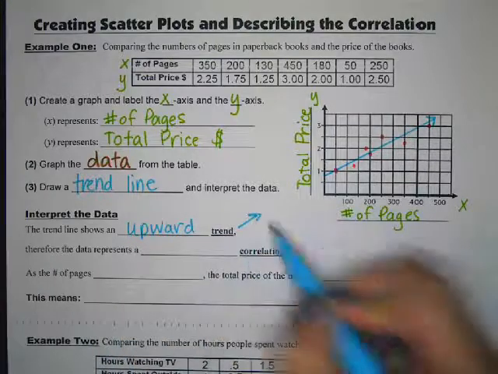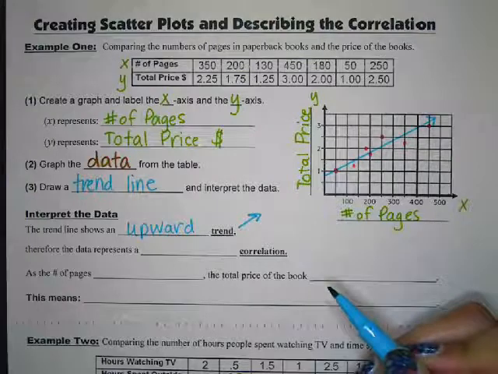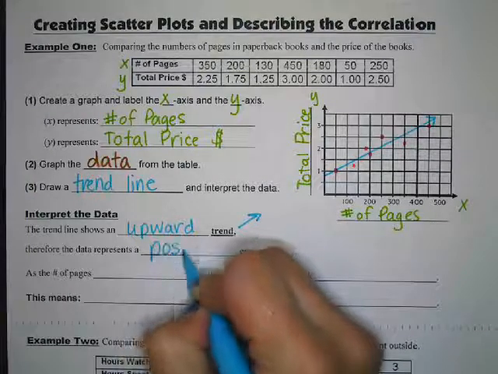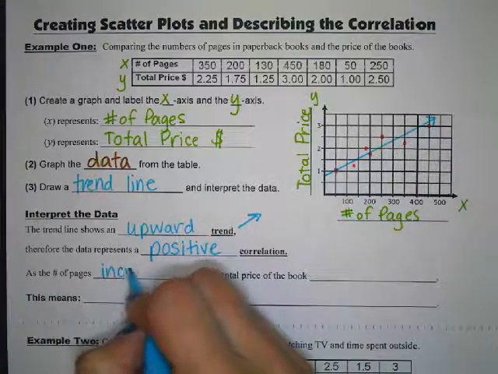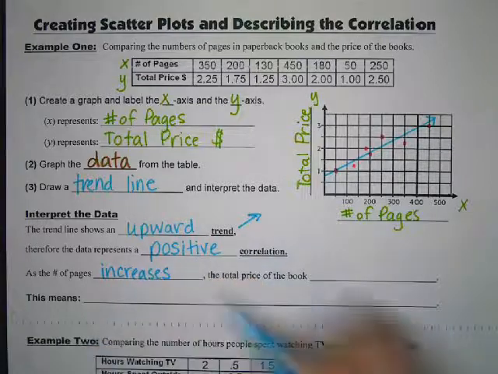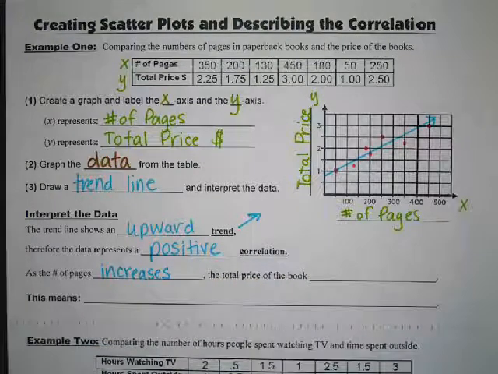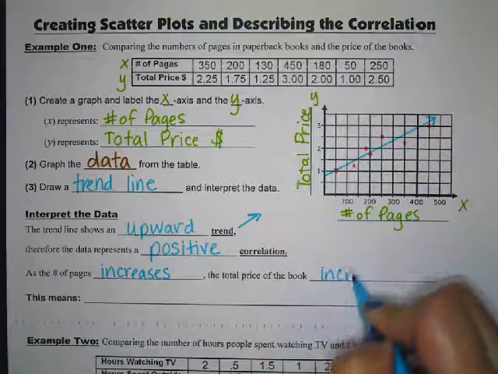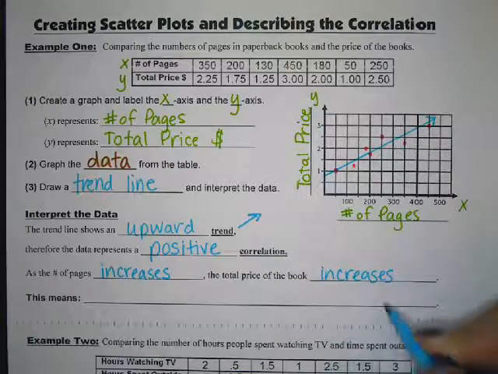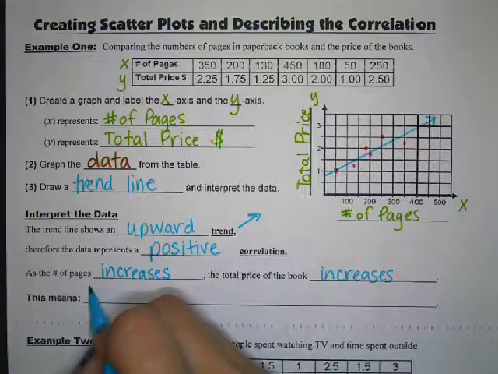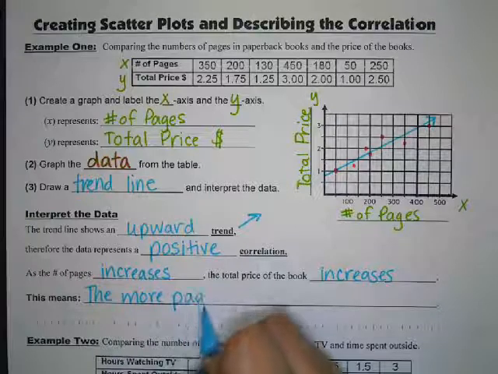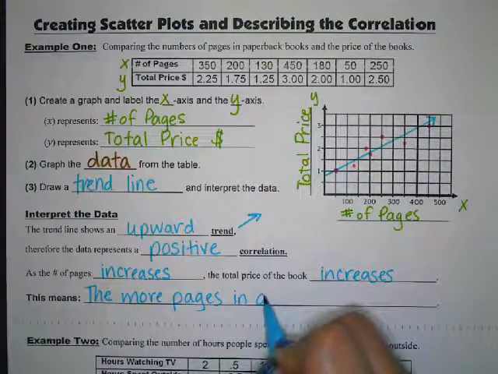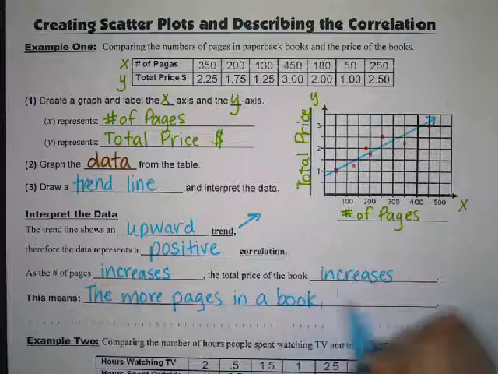That's going upward. Therefore, the data represents a positive correlation. As the number of pages increases, the total price of the book increases. This means that the more pages in a book, the more it costs.